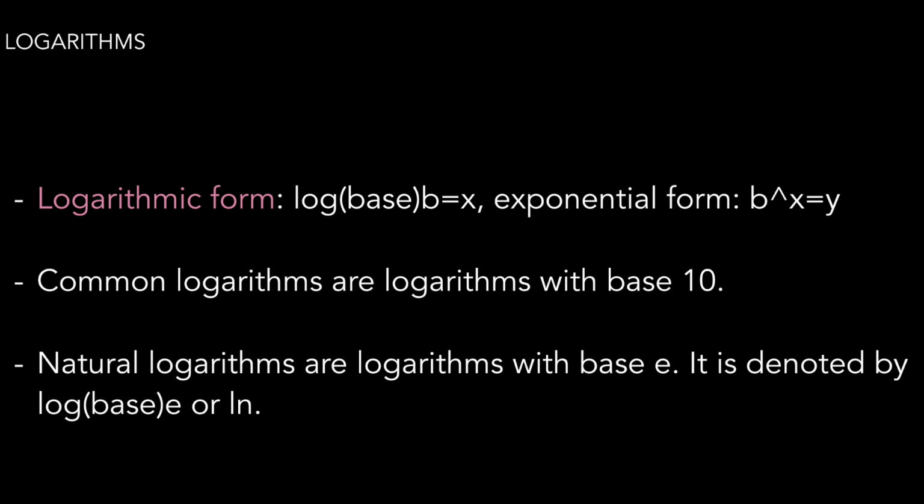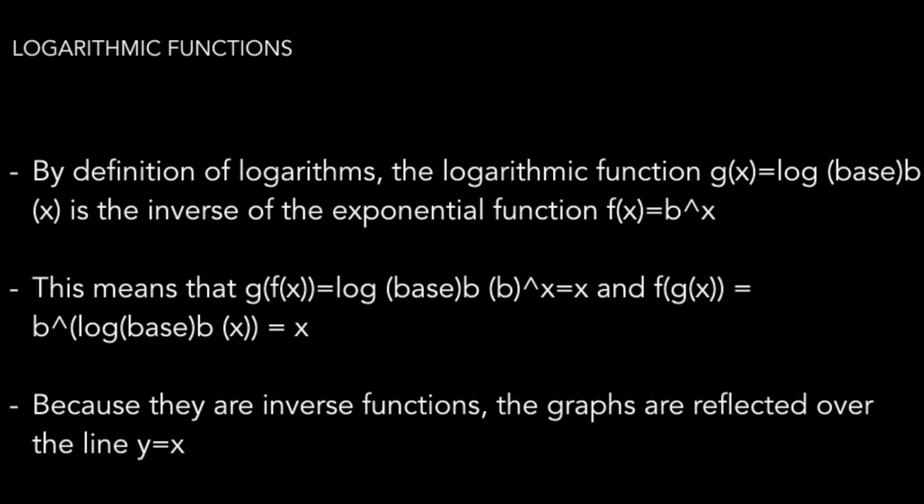The logarithmic form is log base b of y equals x, and the exponential form is b to the power of x equals y. Common logarithms are logarithms with base 10. Natural logarithms are logarithms with base e. It is denoted by log base e or ln. By the definition of logarithms, the logarithmic function g of x equals log base b of x is the inverse of the exponential function f of x equals b to the power of x.